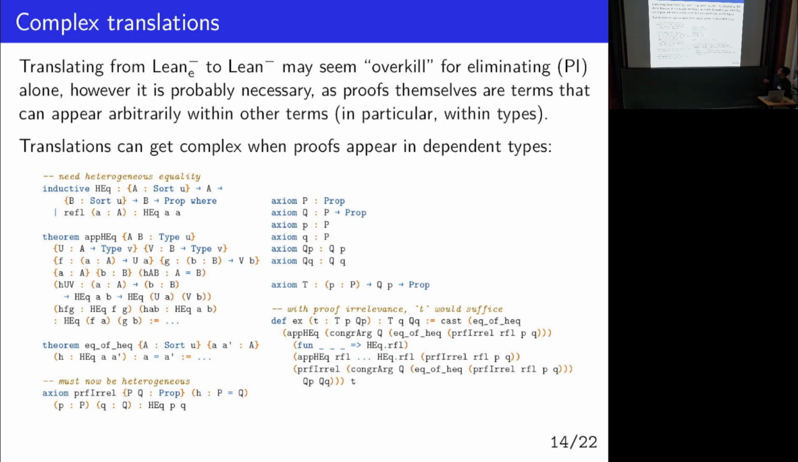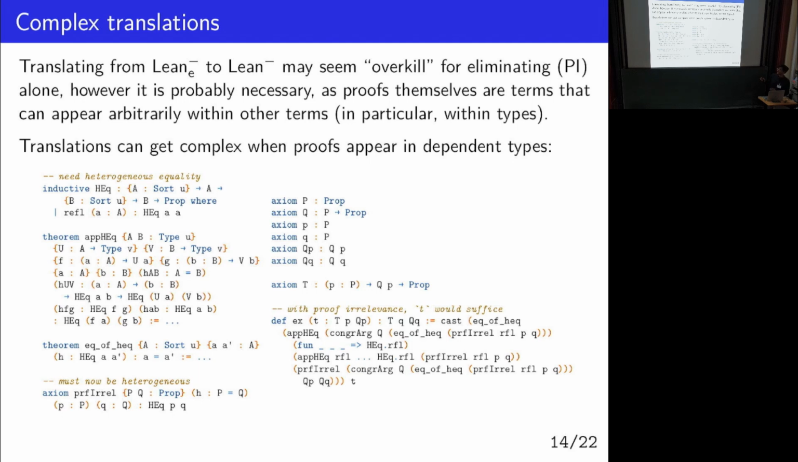And yeah, so in this case, if we wanted to prove something with a term of this type, which uses both P and QP, if we were in Lean itself, we could just type something as T P QP as T Q QQ quite easily just by using T itself. But now it gets quite complex because we have that nested proof relevance. So now we need to, so you can see it's quite complex. And in fact, we need to bring in this heterogeneous equality type.